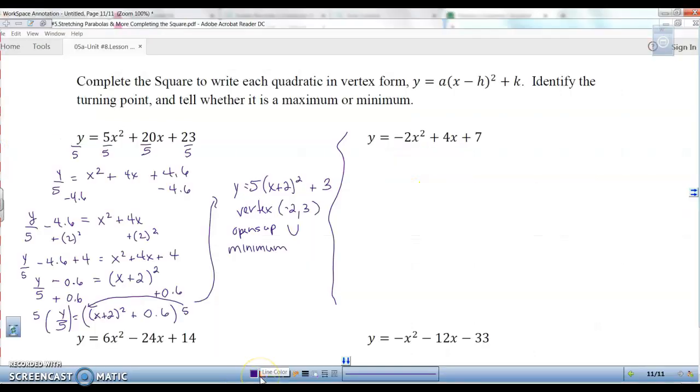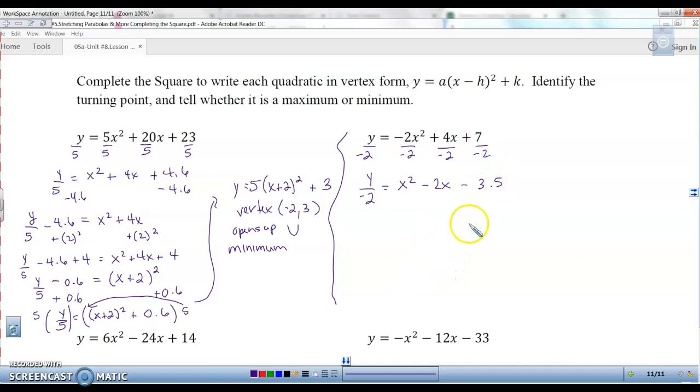Okay, so let's try another one. y equals negative 2x squared plus 4x plus 7. Now, first thing we have to do is get rid of the leading coefficient. We want it to be 1, not negative 2. So we have to divide everything by negative 2. So that gives me y over negative 2 is equal to x squared minus 2x minus 3.5. 7 divided by negative 2 is negative 3.5.